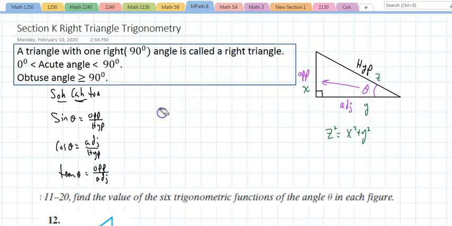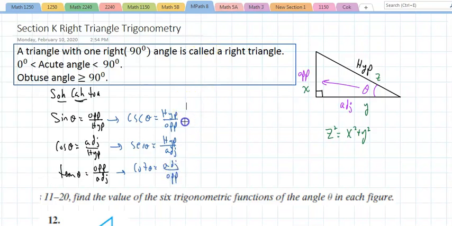And associated with those three are the cofunctions. That is, associated with sine, cosecant of theta is the reciprocal. It's really the hypotenuse divided by the opposite. Associated with cosine is the secant of theta, and that is the hypotenuse divided by the adjacent. And associated with tangent is the cotangent of theta, and that is the adjacent divided by the opposite. So these 6 trigonometric functions you need to memorize and get out of the way.